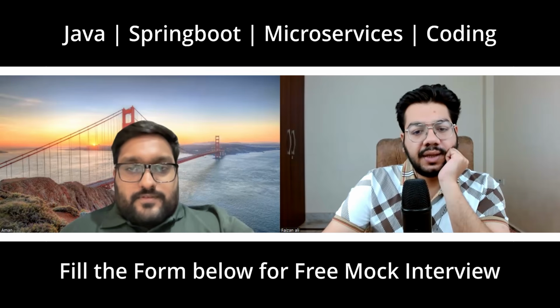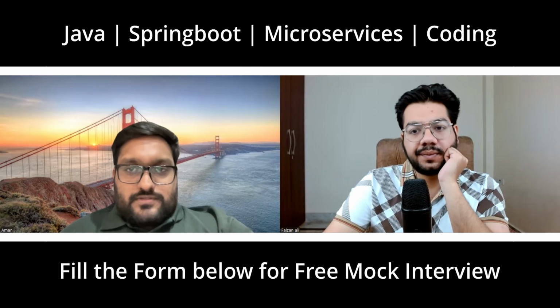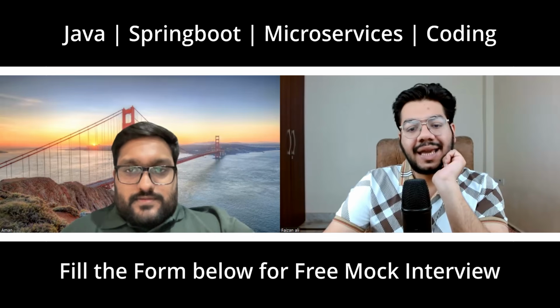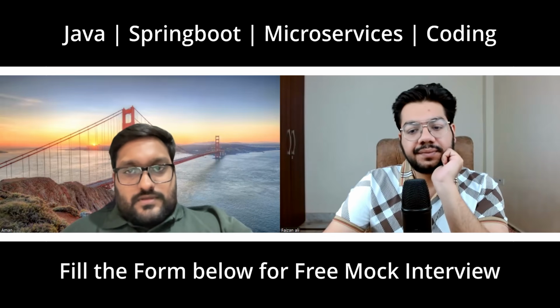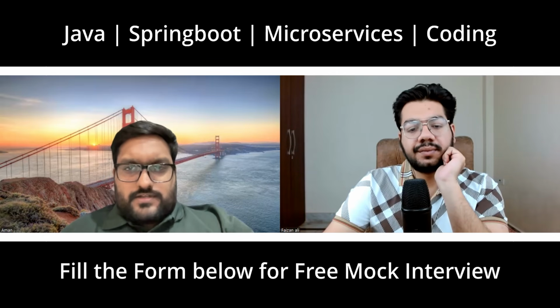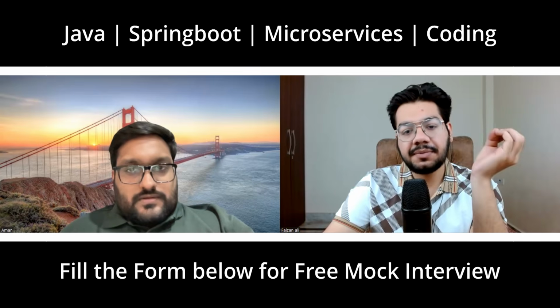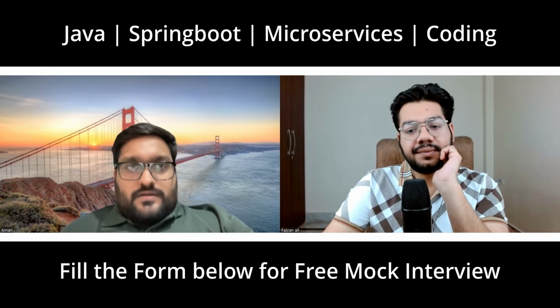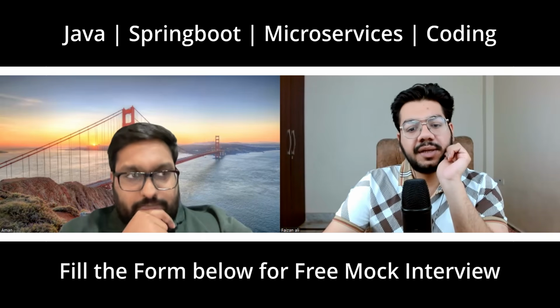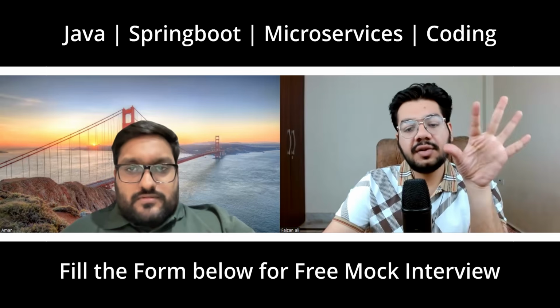Can we override a private method? I don't think so. Private methods are for the class itself, right? So that's why we cannot. Can an interface have a constructor? No, an interface does not have any constructor. Can Spring create a bean of an abstract class? I'm really not sure about this. No, Spring cannot instantiate an abstract class.